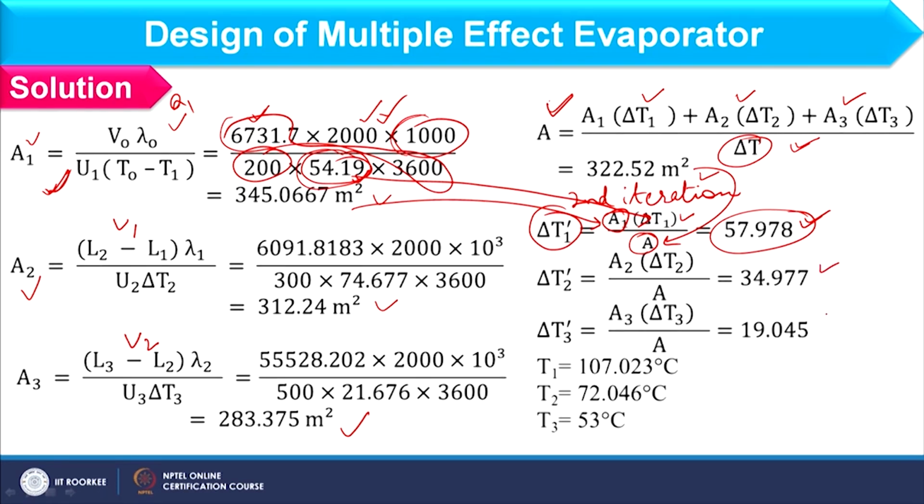Similarly, delta T2 dash and delta T3 dash you can find out, and so temperature of each effect. Last effect temperature will always be fixed at the given temperature, and that is 53 in this example. So, now you have to repeat all steps considering these T1, T2 and T3 values, and next you have to find out L1, L2, L3, and so V0, and so the area A1, A2, A3, and so the average area, and further you have to see whether deviation is there or not. So, let us see that quickly.